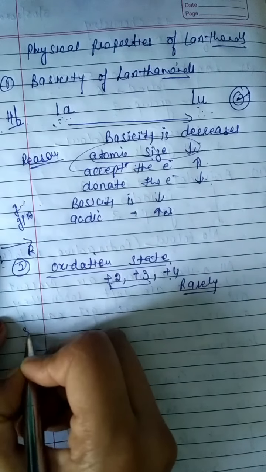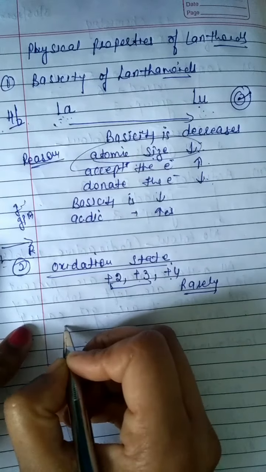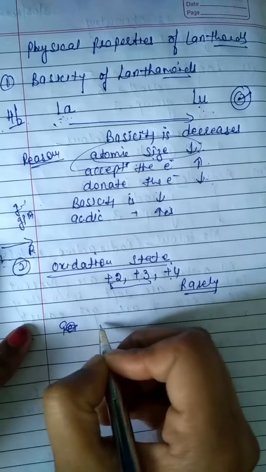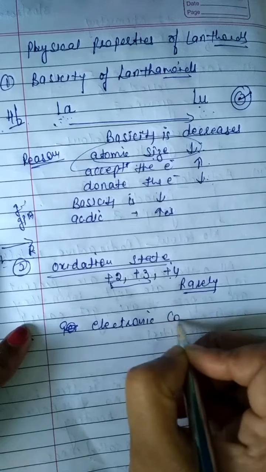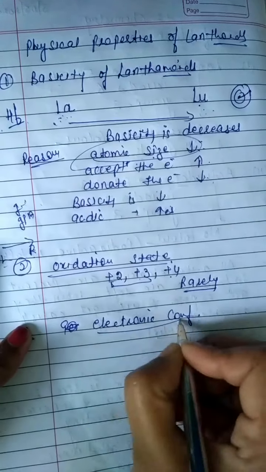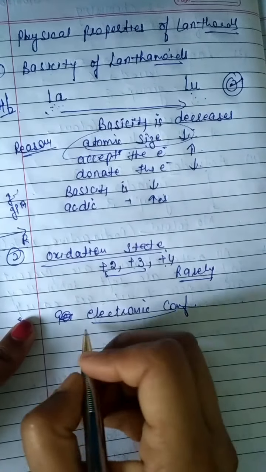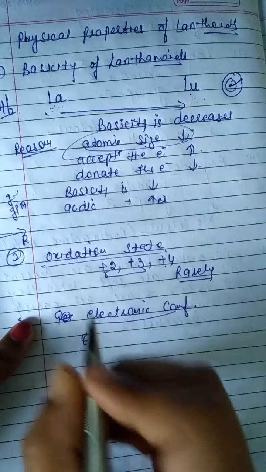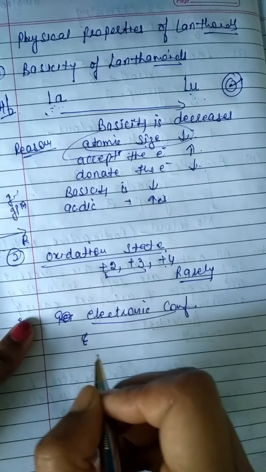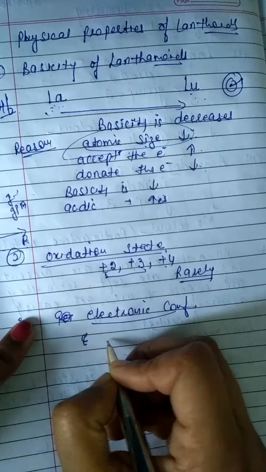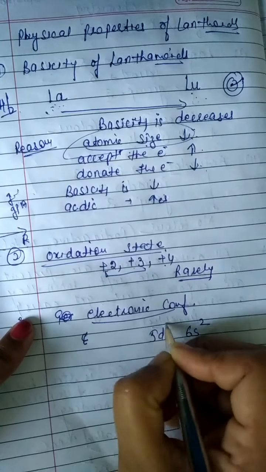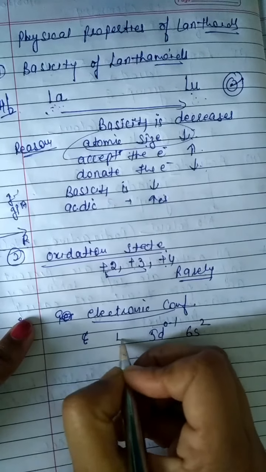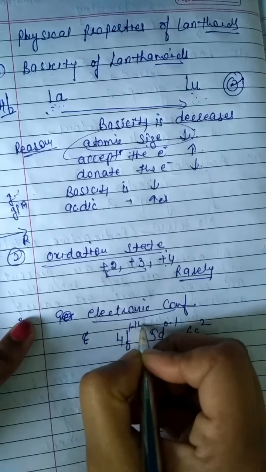Next, we have already discussed the electronic configuration. What is the electronic configuration of a lanthanoid? If we are talking about the lanthanoids, it is 6s2, 5d 0 to 1 and 4f 1 to 14.